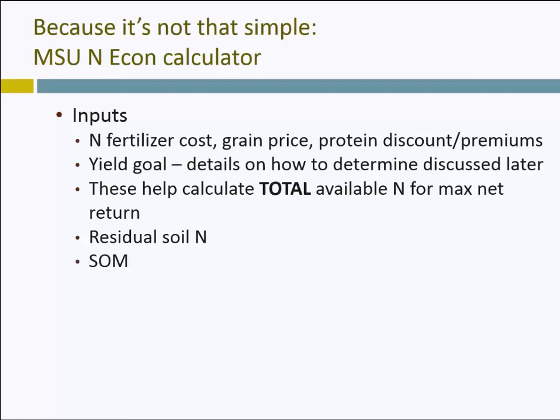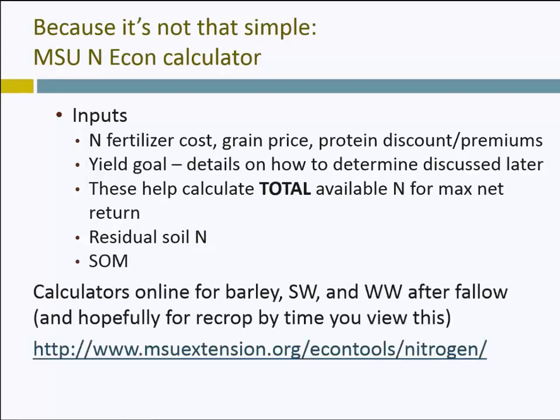maybe at some point we'll be able to better predict those based on weather patterns, especially weather patterns in, say, Kansas and Oklahoma, Oregon and Washington, places that all grow wheat, and their weather affects protein discounts and premiums because weather affects protein. You also need yield goal, residual soil nitrogen, and soil organic matter. Calculators for barley, spring wheat, and winter wheat after fallow are all online at this link.